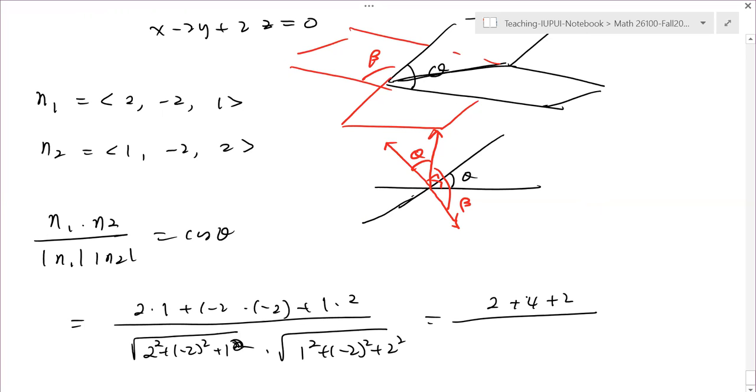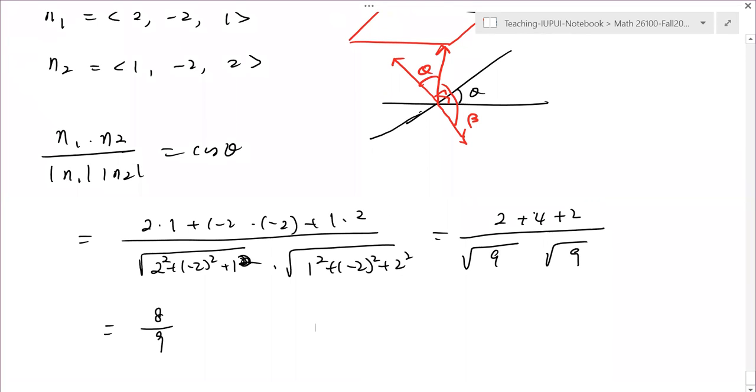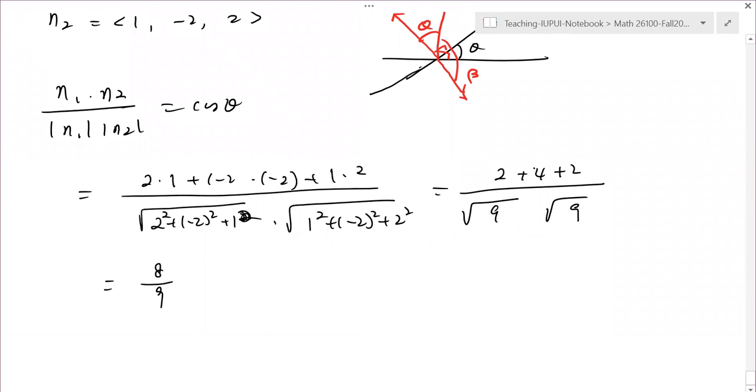And here the denominator is going to be, I think, 9, the square root of 9. So when you compute it, it's going to be 8 over 9, which is smaller than 1, clear. If it's larger than 1, there's some computation mistake. So theta will be arc cosine of 8 over 9. This is the angle between 0 and pi over 2.